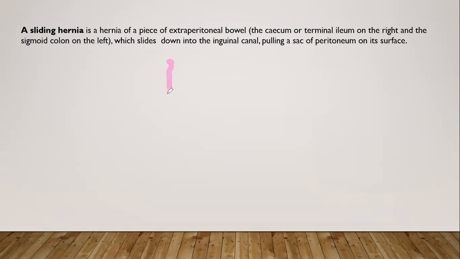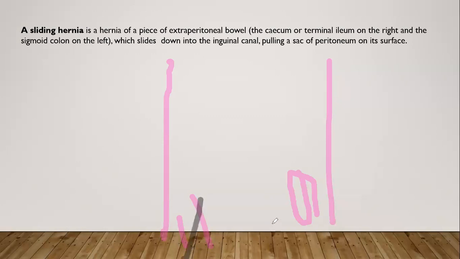If this is the body, and the other side is the body, we know that on this side you have the sigmoid colon on the left, and then on the right you have the ilium. You have the ilium. What else do you have? You have got the cecum this side. So now what happens is that the cecum and the ilium can slide into the inguinal canal, and then the sigmoid colon on the other aspect can also slide into the inguinal canal, and that is known as a sliding hernia.